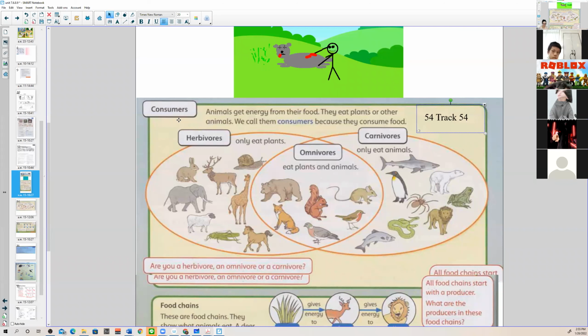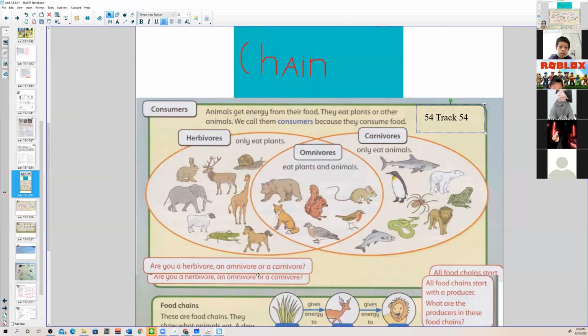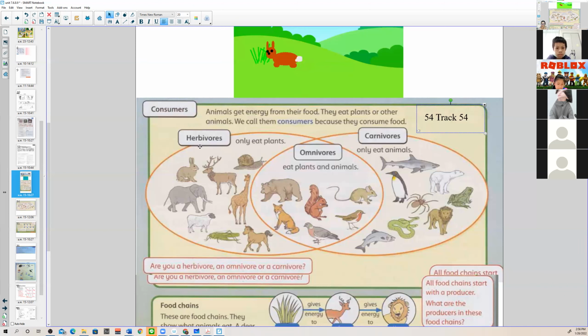Herbivores only eat plants. Omnivores eat plants and animals. Carnivores only eat animals. Are you a herbivore, an omnivore, or a carnivore? What are you? Omnivores. Do you get it? Are you herbivore, omnivore, or carnivore? Yes, we are omnivores. We can eat both plants and animals, right?